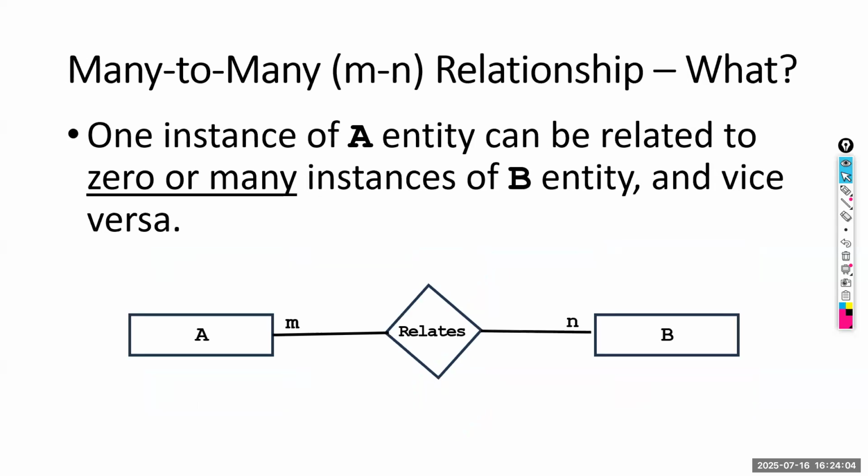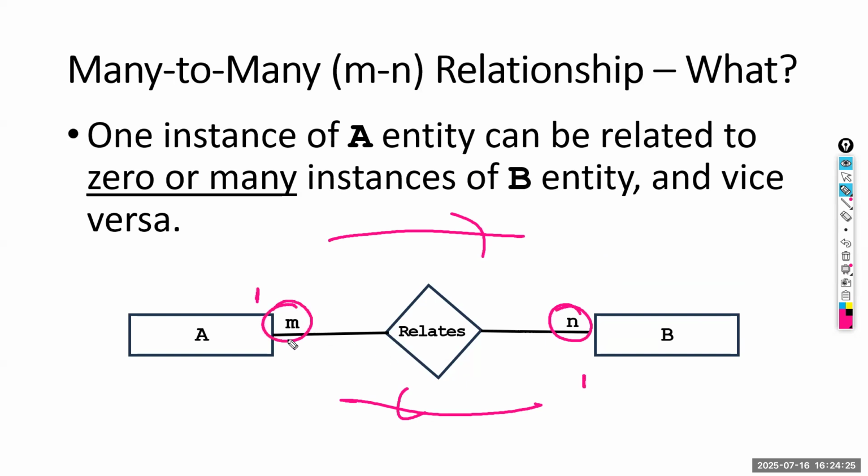So now we move on to many to many relationship. Again, make sure that when you define it, you give the definition for both sides. Always we start with one instance of A is related with many instances of B, and one instance of B is related with many instances of A. Or you can say vice versa. Then only we say it is many to many.